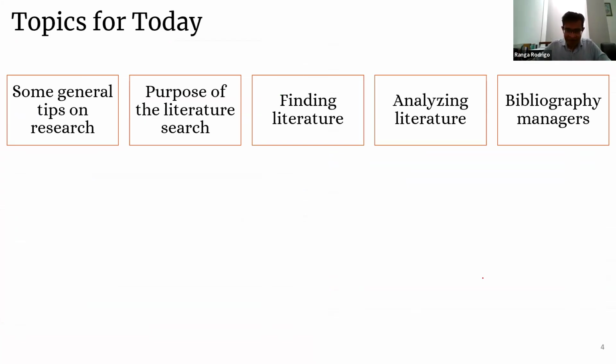I'll give you some general tips on literature first of all, and these are fun facts actually, and then the purpose of literature. Then we'll see how to find literature, and briefly how to analyze it. Finally, we'll start bibliography managers, which I will complete on the next day. That will be on the 17th.